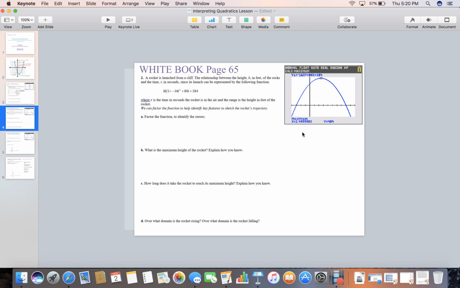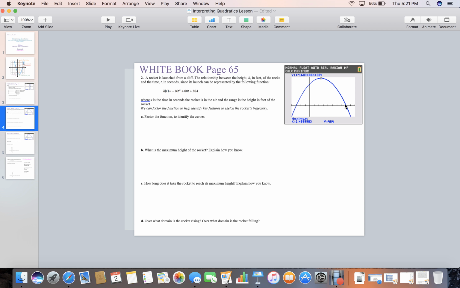For the next part of the question, I will ask the students over what domain the rocket is rising and falling. But before really giving them a chance to answer, I'll return back to my graph on the calculator at the board, and I will ask the students if it makes sense to consider negative numbers when dealing with real time and space, meaning can we have negative values of time? When the students respond no, I will then point to where the rocket is launched from, follow its motion through the air, and stop where it hits the ground.